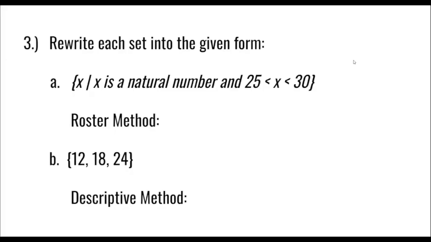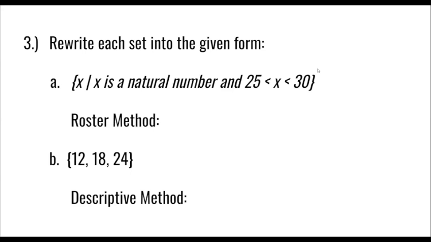Let's go on to number 3. So for number 3, now we're going to rewrite each set into the given form. So we'll be given a set and we need to change it into a different form of the set. So for part A, this is in set builder notation because we have our item and then the property of our item. So we have X, where X is a natural number and X is more than 25 and less than 30. So we can go ahead and list this in the roster method. Remember, roster method is just listing the actual values.